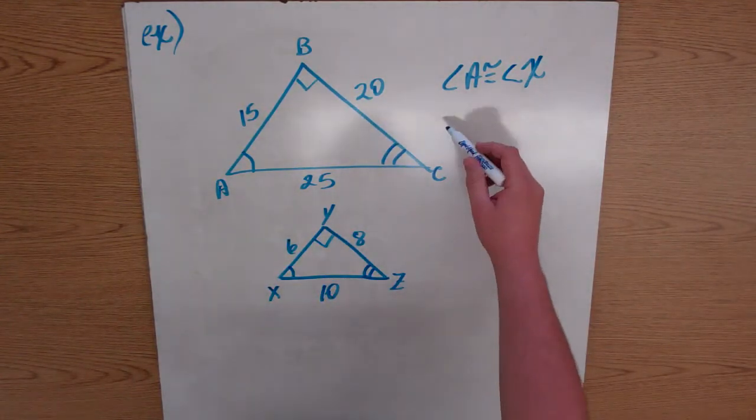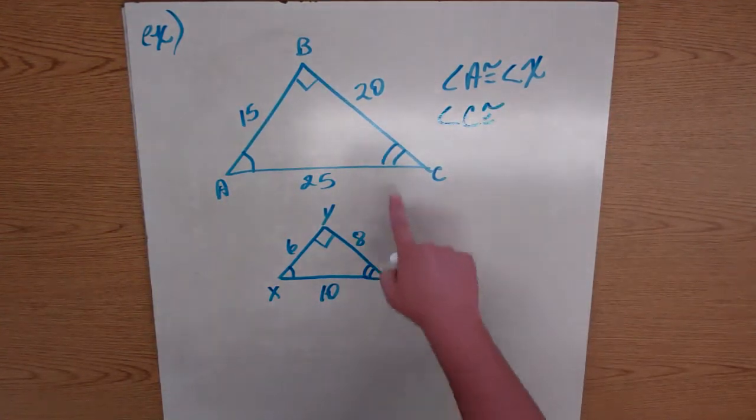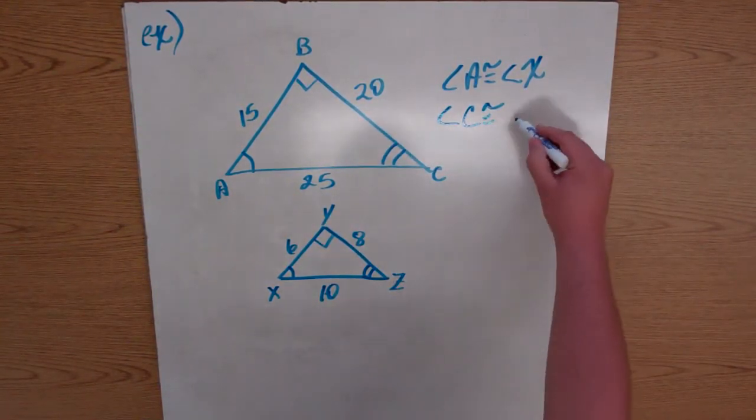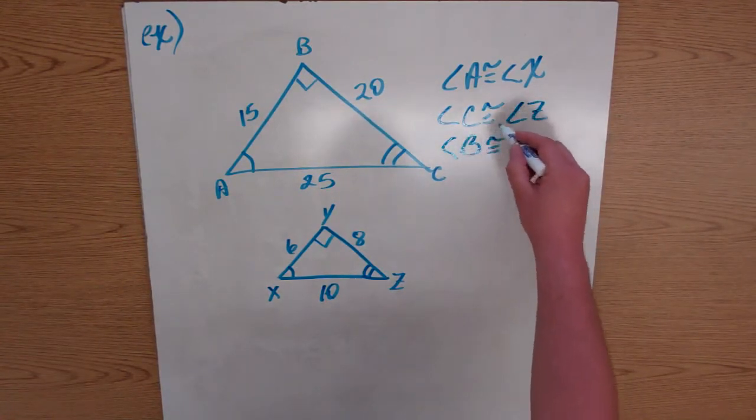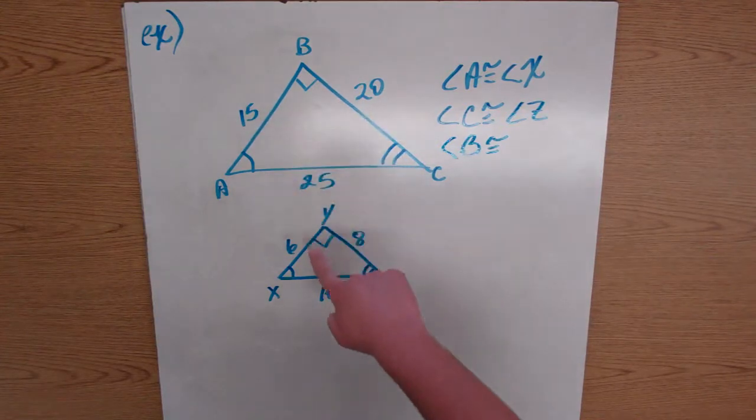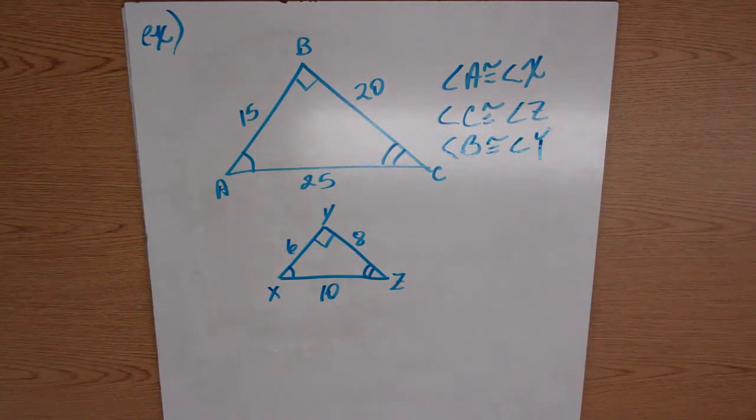The angles are. So angle C is congruent, it's got 2 marks. Angle Z has 2 marks. And then angle B, as you can see, it's marked at a right angle. Angle Y is also marked at a right angle. So now we know that our 3 pairs of angles match up.